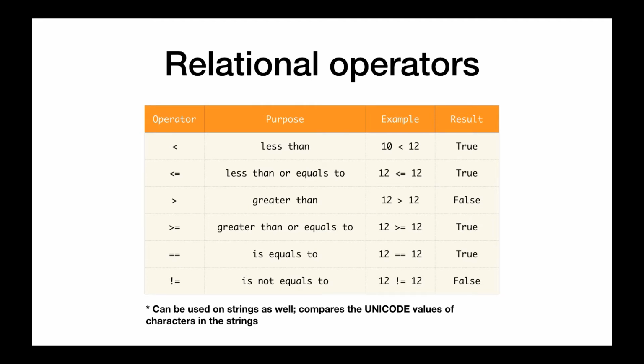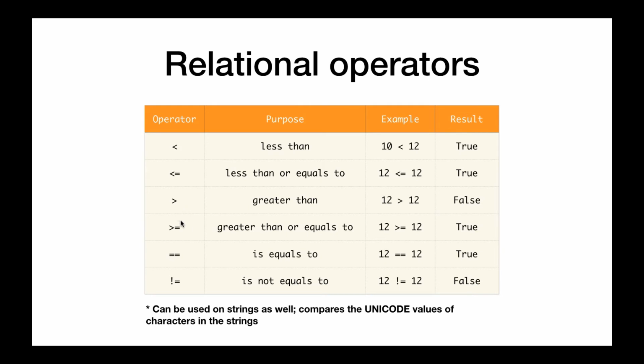Relational operators can compare the values of two operands and then give you true or false as the resultant value. The less than symbol is used for comparing whether value 1 is less than value 2 or not. In this case, 10 less than 12 is equivalent to true. Whereas less than or equal to can be used to check whether the first value is less than the second value or is equal to the second value. In this case, 12 less than or equal to 12 gives you true. 12 less than 12 would have given false.